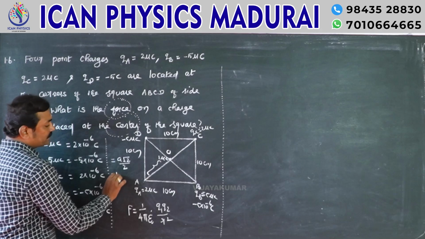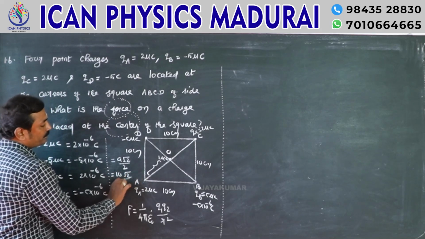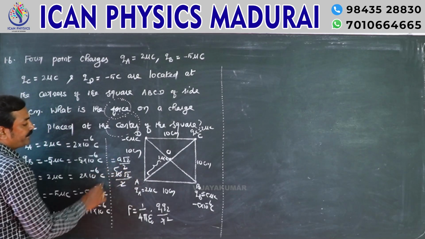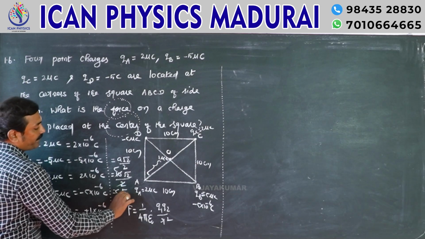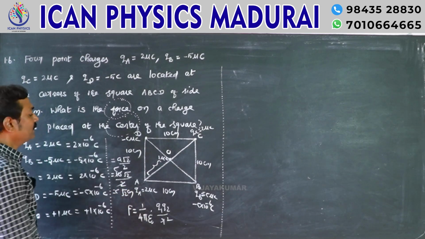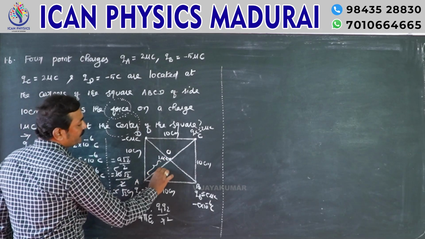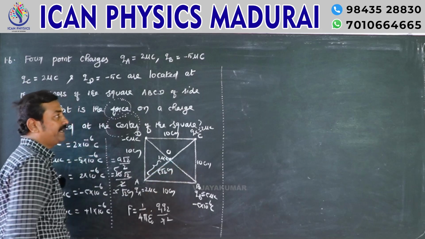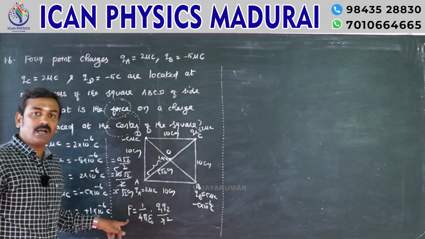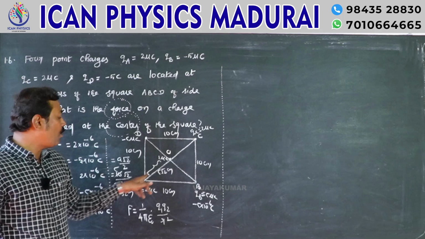A is 10, so 10 root 2 by 2. 5 twos are 10, so it becomes 5 root 2 centimeter. So the distance between A to O or O to A is 5 root 2 centimeter. Now we are going to calculate the force between O and A.